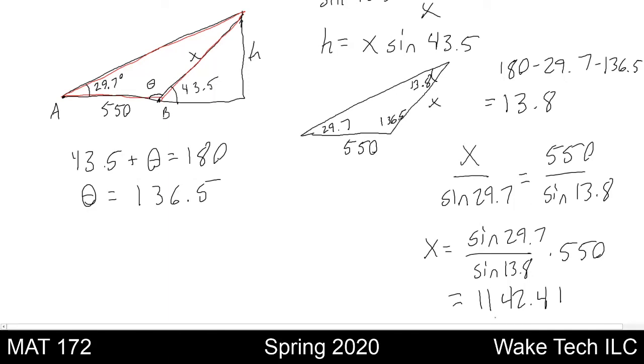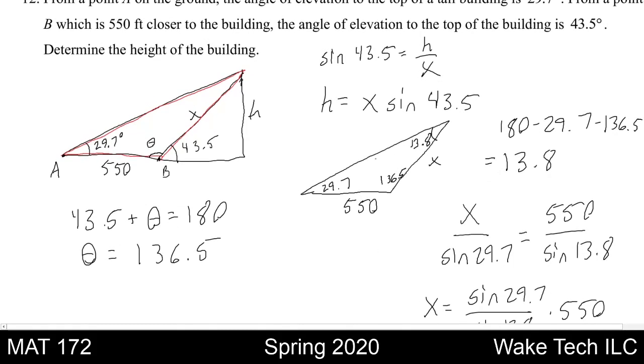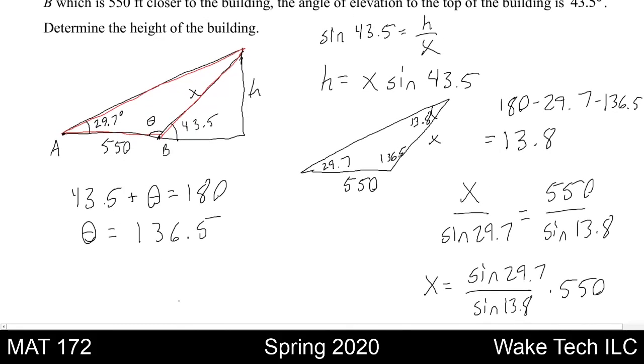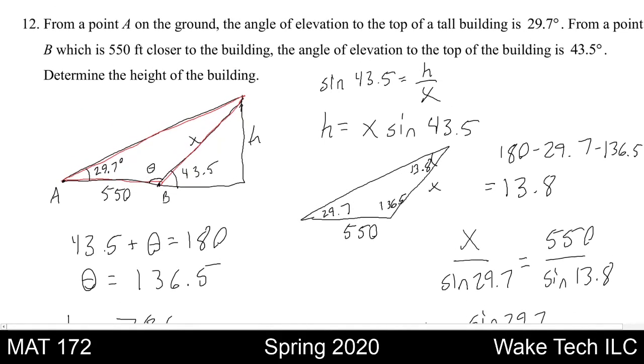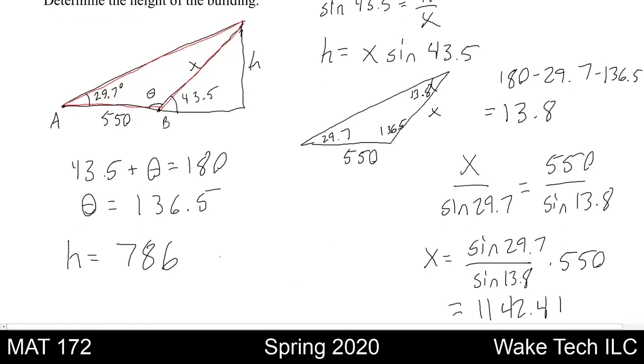Note that this is just x, so our answer, h, is x times sine of 43.5. So I go h is equal to, and I multiply that 1,142 times sine of 43.5. 786. And since our original measurements are in feet, then this is feet.